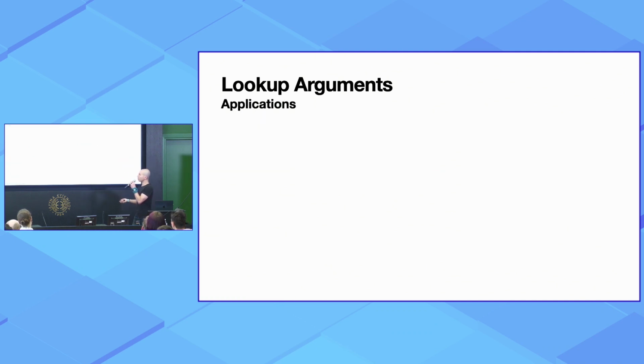Now, lookup arguments are pretty useful for several applications. To some extent, they abstract something that's close to batch membership proof. So if you have a set of users, think of permission lists or block lists, and you want to prove that a subset of the users is in that list or not, you can use lookup arguments.